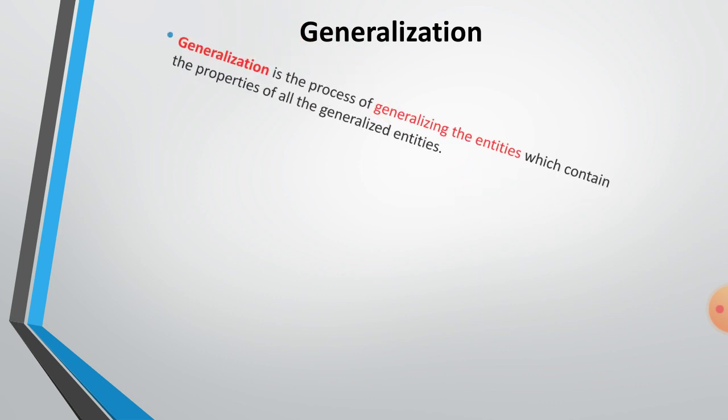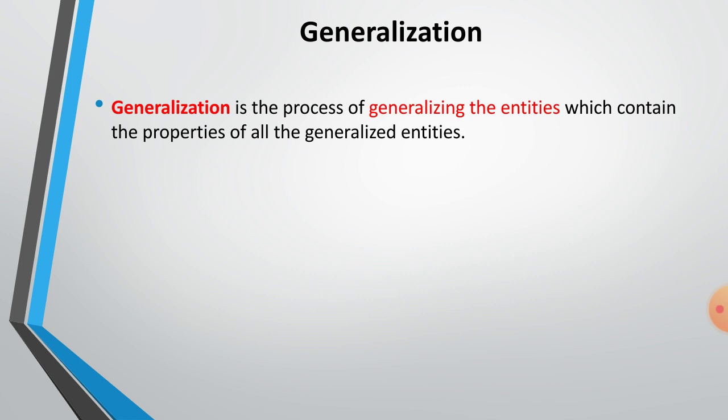What is meant by generalization? Generalization is when the lower level entities we considered are all combined to form a new entity. After combining those similar entities, a new entity will be formed. In generalization, we follow one approach, known as the bottom-up approach. If you observe the definition, generalization is the process of generalizing the entities, which contains the properties of all the generalized entities.